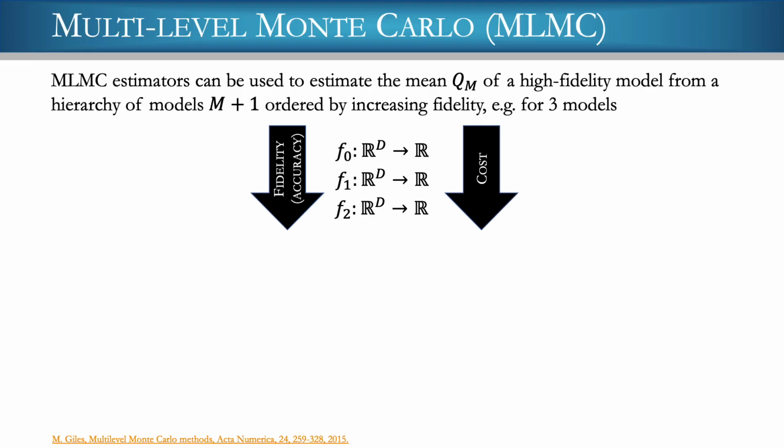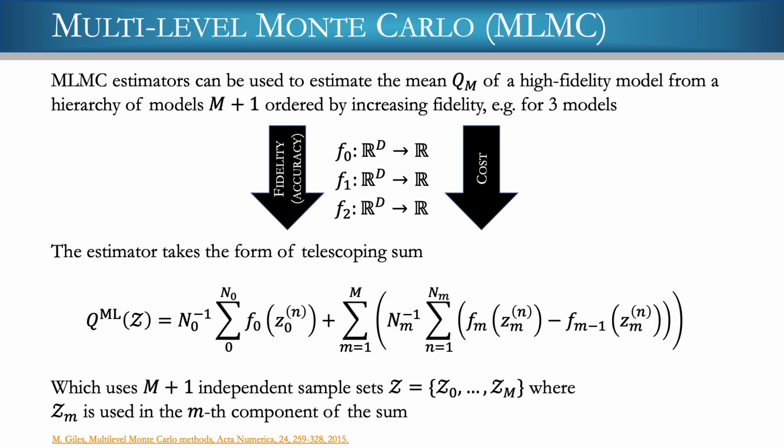MLMC estimators, or ML estimators, can be used to efficiently estimate the mean of a high-fidelity model using a hierarchy of low-fidelity models. Such hierarchies can be attained, for example, by solving a PDE on increasingly finer spatial meshes. In this tutorial, we'll follow standard practice when using multi-level Monte Carlo estimators and order the models by increasing fidelity so that F0 is the lowest fidelity model and Fm is the highest fidelity model. But be careful, this ordering is different to the ordering used by most other Monte Carlo estimator tutorials that I've presented. The ML estimator takes the form of a telescoping sum, and unlike control variate Monte Carlo, CVMC, evaluates each model at each set of samples.